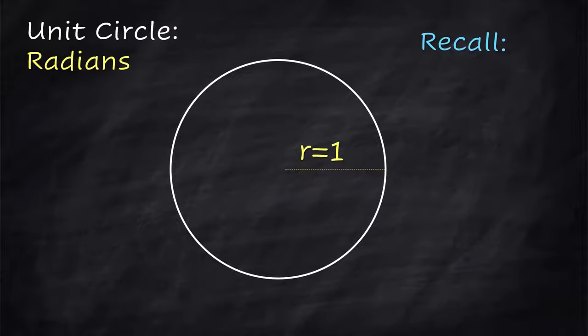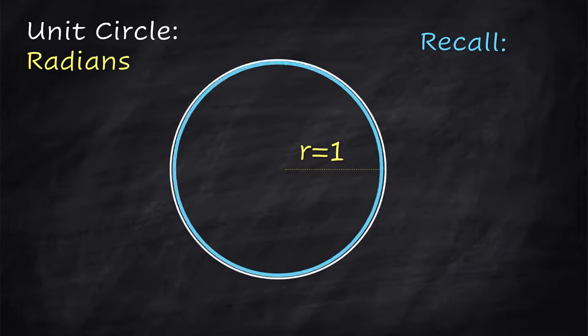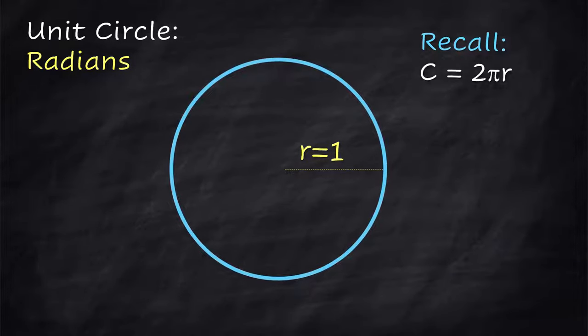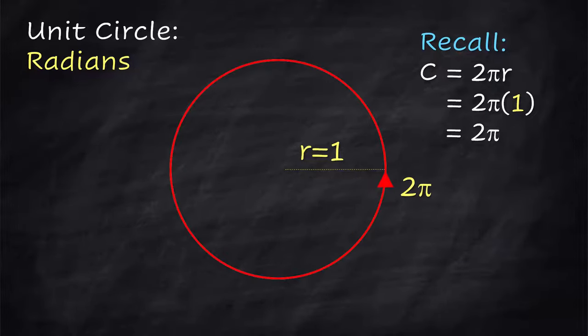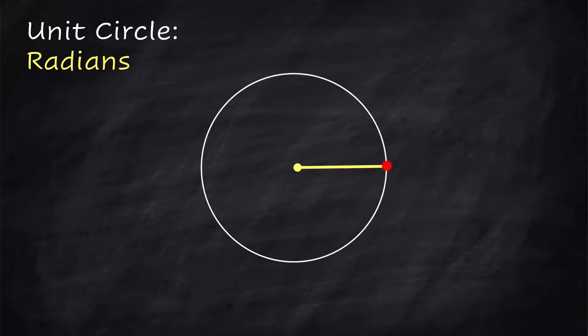Okay, we have to start by talking about the circumference of the circle first. So starting with the whole circle, the formula for circumference is 2 times pi times the radius. Well, in the unit circle, the radius is 1, so the circumference is going to be 2 pi. Going all the way around this circle one time, that equals 2 pi. And that's radians. That's the basis of radians. The basis of degrees was 360 degrees as a full circle, but in radians, we know a full circle is 2 pi. So let's do a little more with that.